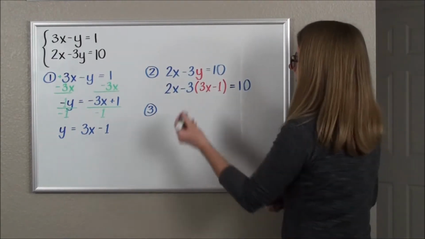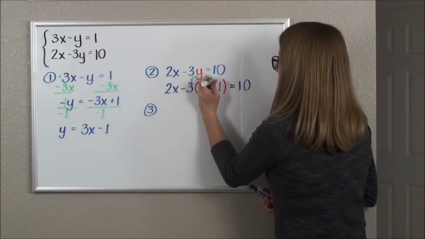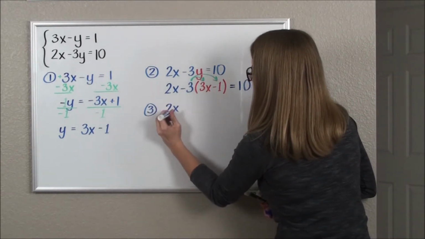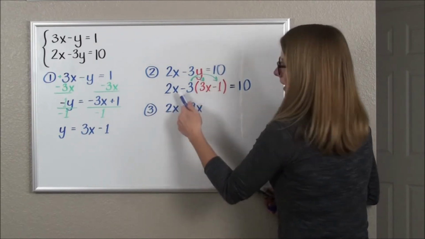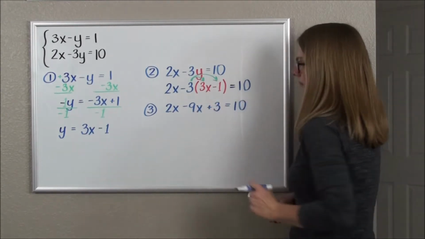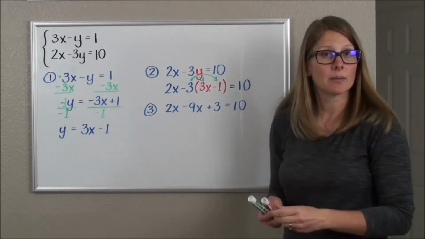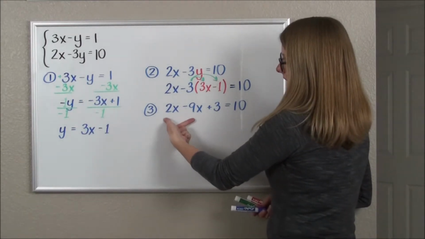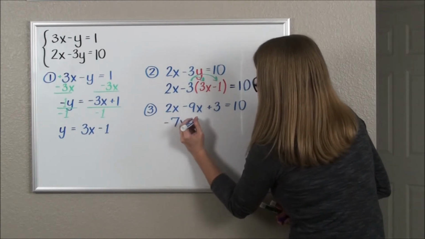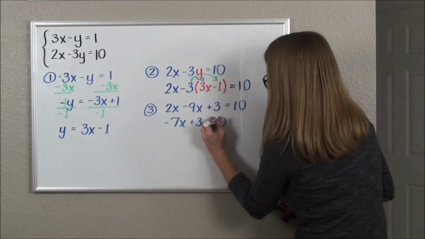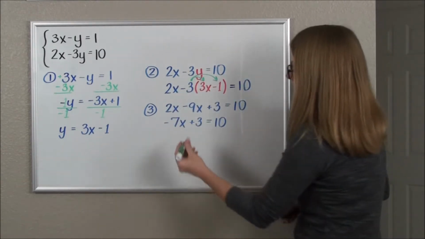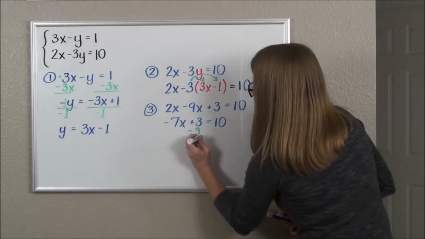So first we need to distribute to release x from the parentheses. So I have 2x, and then negative 3 times 3x is negative 9x. Negative 3 times negative 1 is positive 3, and this equals 10. So now parentheses are gone. Now we need to combine like terms, so 2x and negative 9x combine to give me negative 7x. I still have the plus 3 equals 10. Now I'll relocate so that letters are on the left, numbers are on the right. So this 3 will relocate using subtraction.